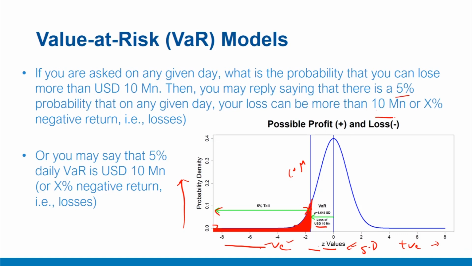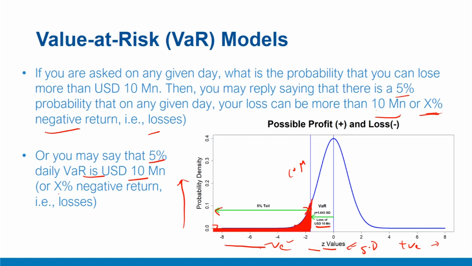Either it can be presented in terms of absolute value or also in terms of return form, that is X percent, talking about negative returns or losses. So there are two ways to express this phenomenon. You can either say that there is a 95% probability that your maximum loss is $10 million, or there is an extreme 5% possibility that your loss can be more than $10 million. So these are two ways to express the same thing. And in that case, it is said that your 5% daily VAR is $10 million.